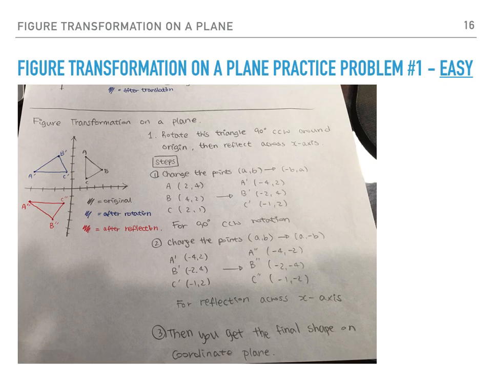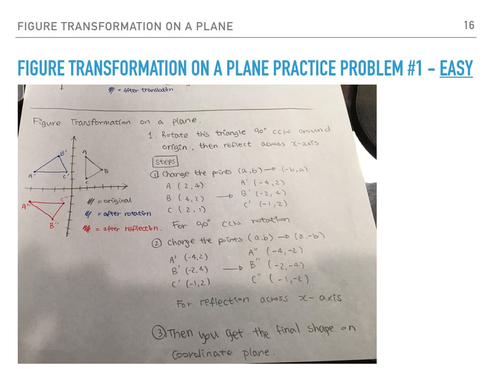First of all, this prompt says to rotate the triangle 90 degrees counterclockwise around the origin, then reflect across the x-axis. You're going to go ahead and use what we learned from the chart. Change the points (x, y) to (-y, x). So you flop them and negate the first one.